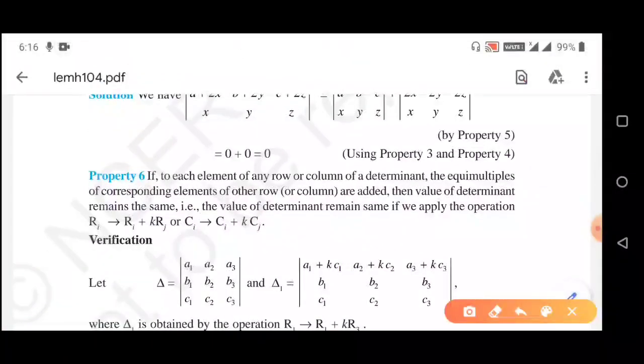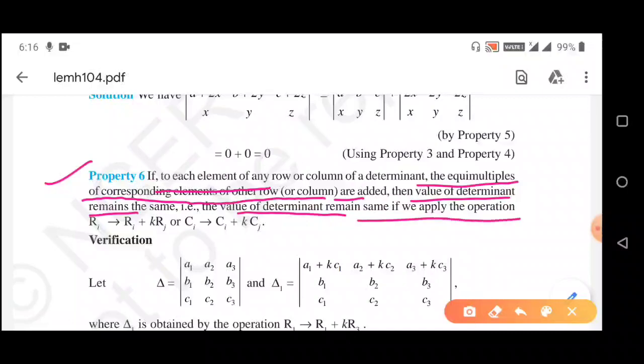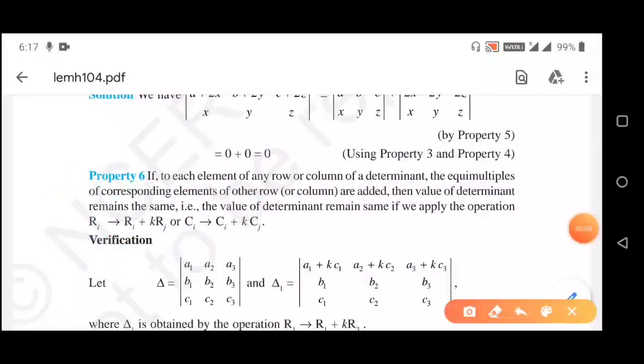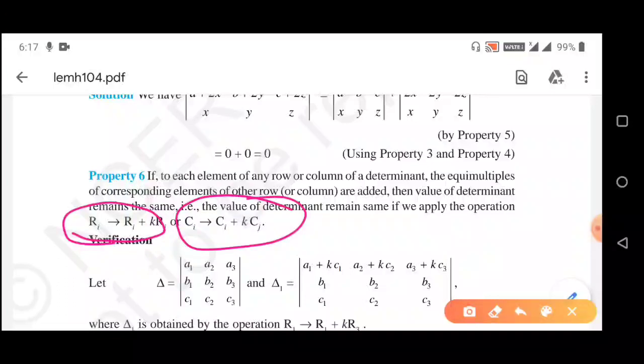In property 6 it is given that if to each element of any row or column of a determinant the equimultiples of corresponding elements of other rows or columns are added, then the value of the determinant remains the same. That is, the value of the determinant remains the same if we apply the operation like this. Now see what is given. If we apply the operation in this way or in this way, then the value of the determinant will not change.